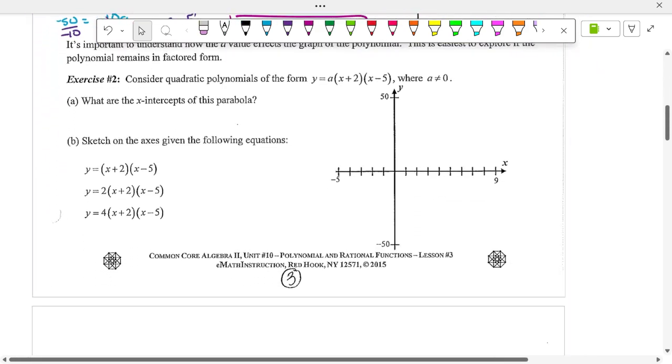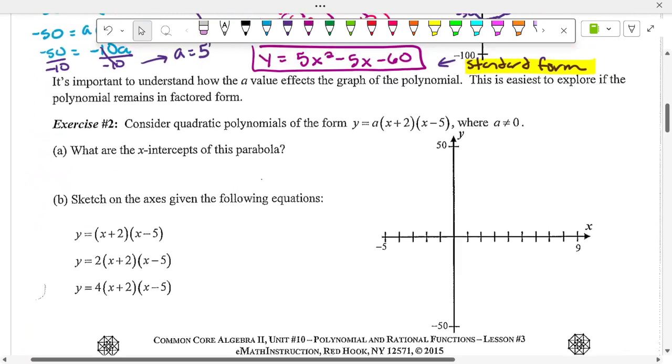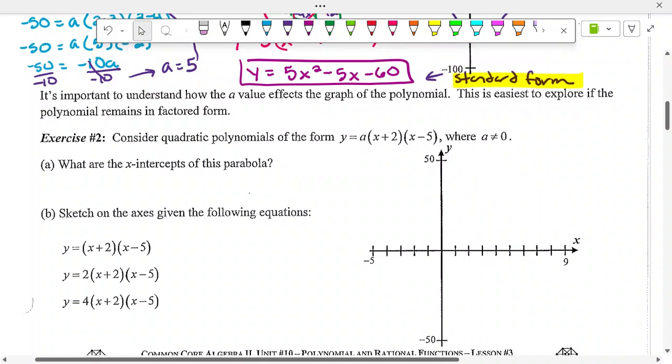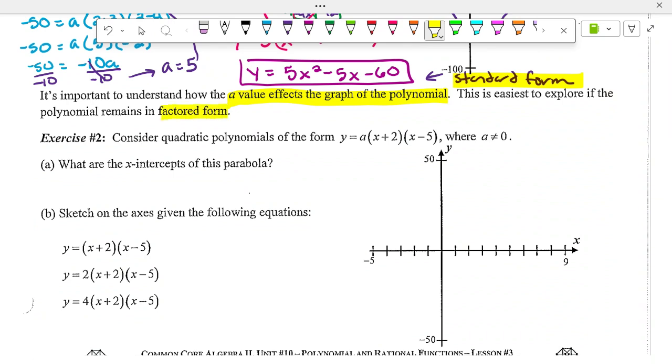All right. Let's try exercise 2. So it's important that we realize the effects of the A value on our polynomial graph. This is easy to explore when the polynomial is in factored form. I'm given a quadratic function with this equation.